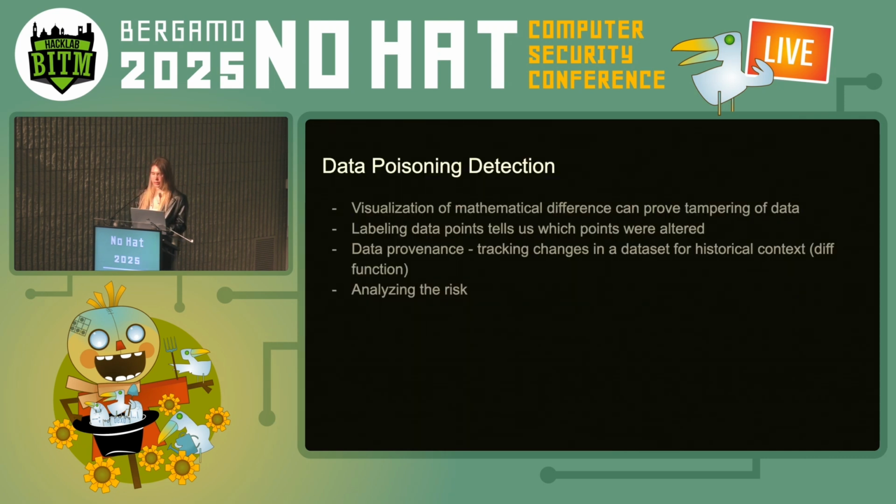So what did that demo show us? Visualizing mathematical differences can show us how data has been tampered with in a graphical format, and labeling these data points can tell us exactly how it has changed, statistically speaking. GraphLeak was also inspired by the concept of data provenance, which, to recall, is the history of a particular data set. What I wanted to illustrate is that we can track these sorts of changes in our databases to use for threat detection.